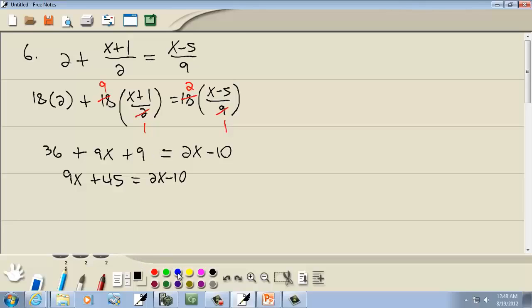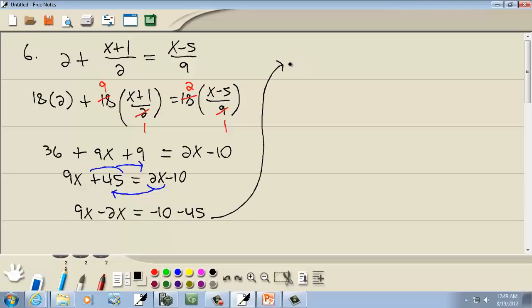Step 3, get everything with an x on one side, numbers on the other. So I'll take 2x over the left side, and I'll take 45 over to the right side. Take anything across the equals, the sign changes. So the positive 2x becomes a negative 2x. And the 45, when I take it to the right side, becomes a negative 45. At any step, combine together like terms. 9x minus 2x gives us 7x. And combine together numbers. Negative 10, negative 45 is negative 55.